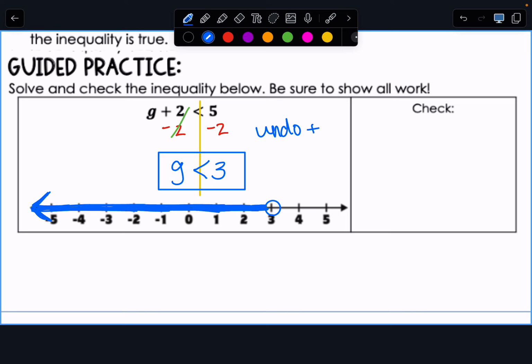No, so it's a good thing that we didn't color it. If I plug in 0, is 0 plus 2 less than 5? Yes. Okay, good, I colored it. It works in our inequality.